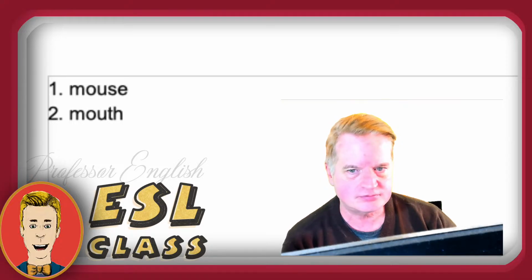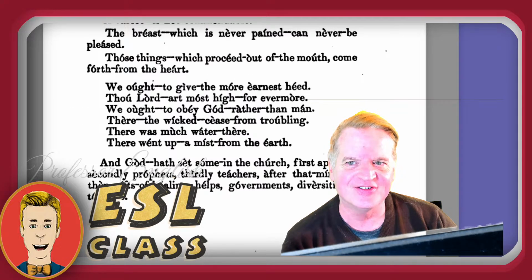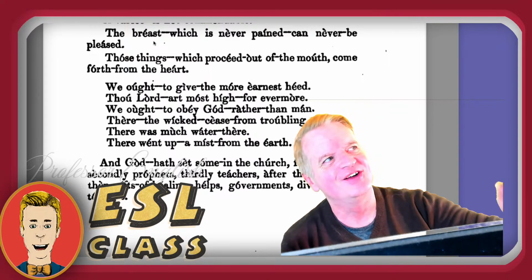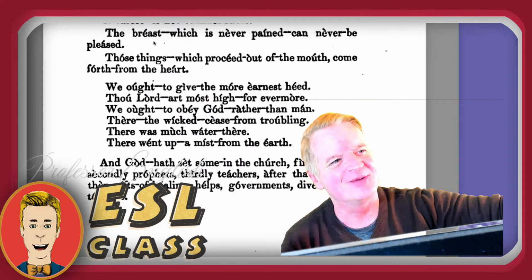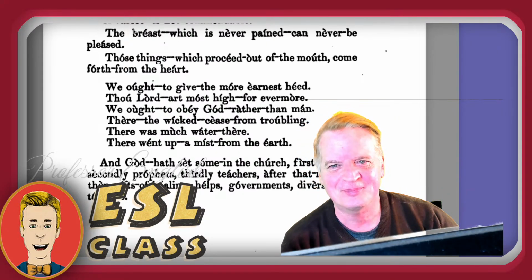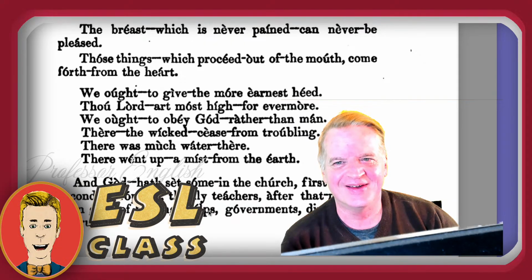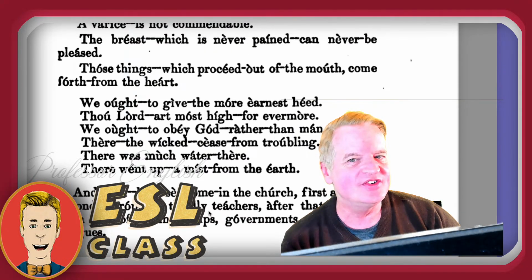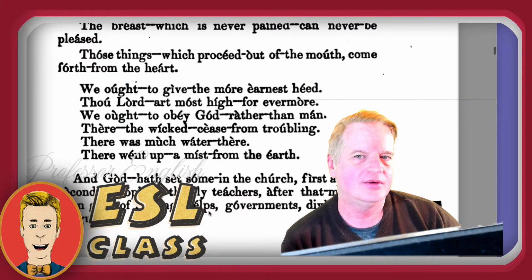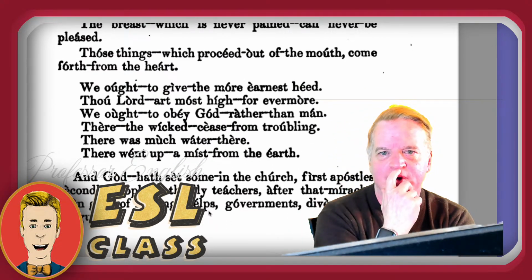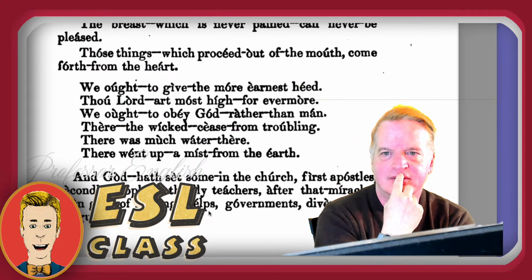Mouth. Okay, mouth. Because that's a very different sentence. Those things which come out of the mouse. Those things which come out of the mouth. It's very different. Okay. So those things which proceed out of the mouth, which are, what is the most important word in those phrases?